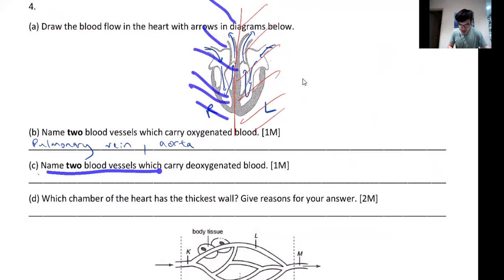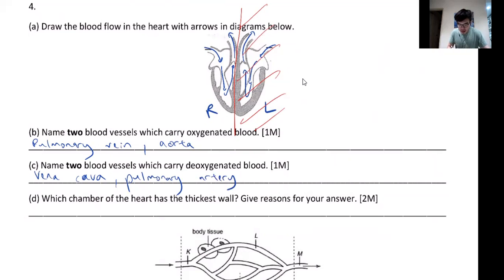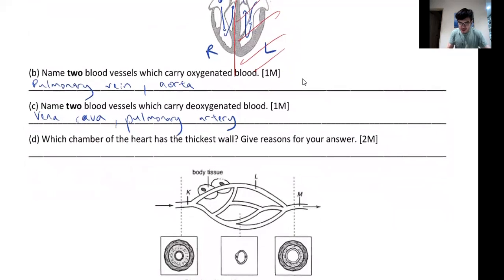So name 2 blood vessels which carry the deoxygenated blood. That will be this one, your vena cava. And of course, this one, which is the pulmonary artery. This is the only artery that carries deoxygenated blood in your body. And similar story, this is the only vein that carries oxygenated blood in the body. Very important. Your heart, this is a must come out in the exam.